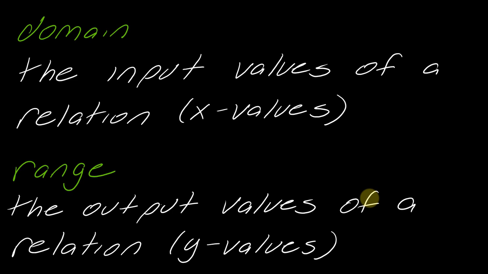So we talked about input and output. These two ideas actually have names. A domain refers to the input values of a relation. So this would be an x value. And a domain is for a relation, it's not just for a function. Everything has a domain, but we'll talk about what makes something a function in a second. And then a range refers to the output values of a relation. So we could think of these as the y values.